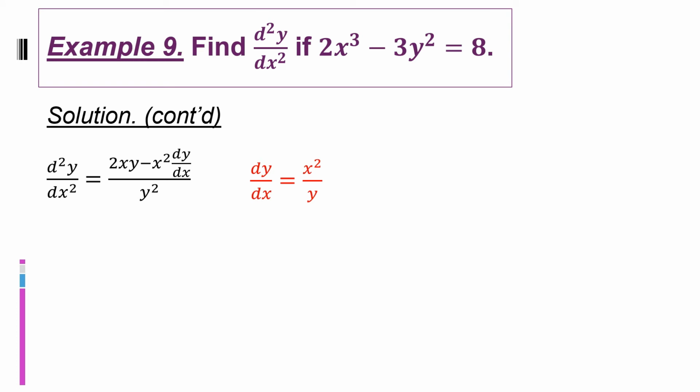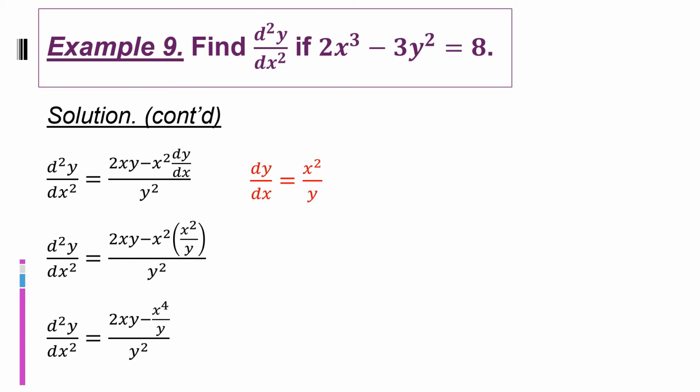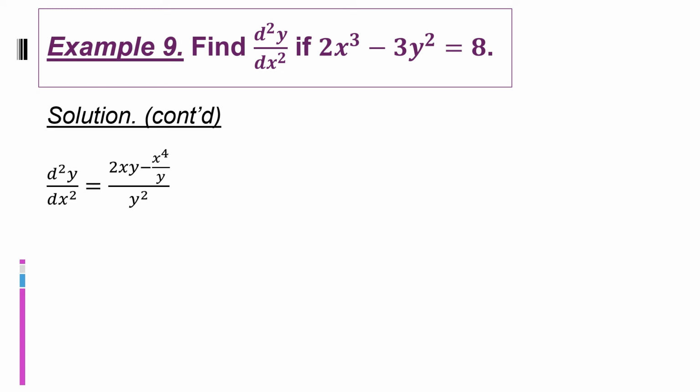But we know that dy over dx is equal to x squared over y, right? Therefore, d squared y over dx squared is equal to, let's replace dy over dx, so we have 2xy minus x squared times x squared over y all over y squared, or that is 2xy minus x raised to 4 over y all over y squared.